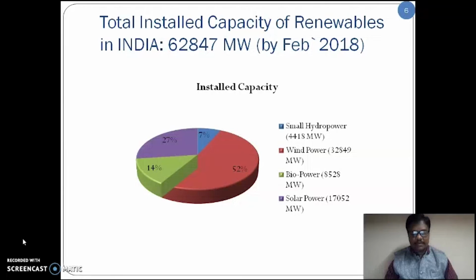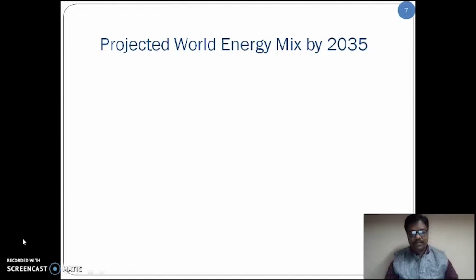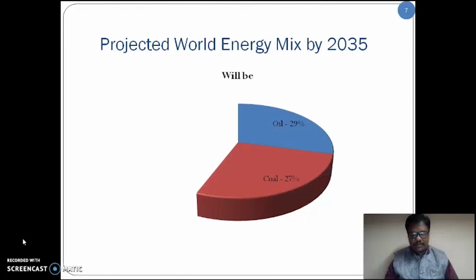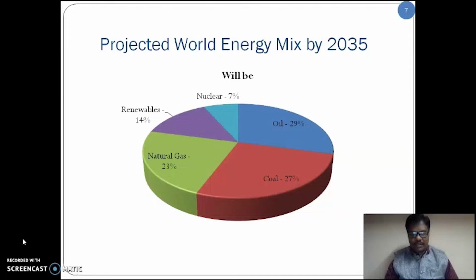In a similar way, the projected world energy mix by the year 2035 will be as follows: oil 29%, coal 27%, gas 23%, renewables 14%, and nuclear 7% out of 100% of electric power generated and shared.